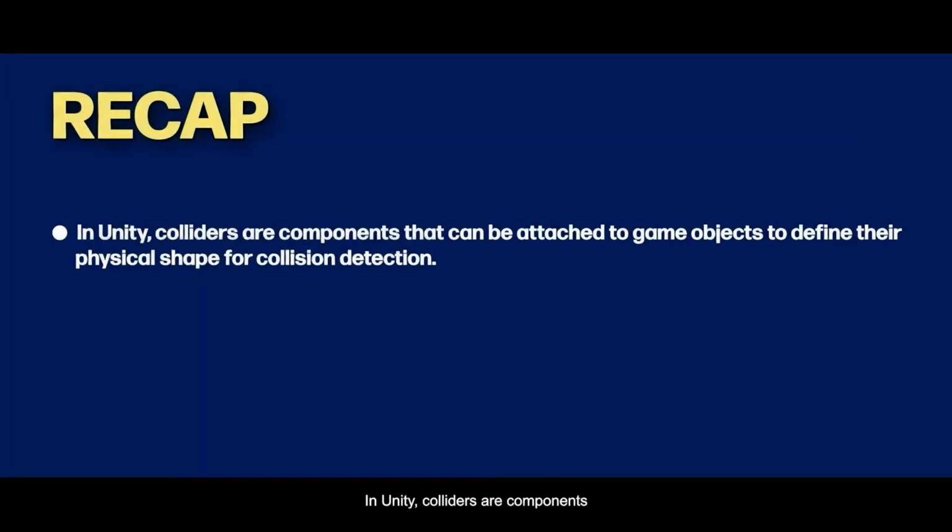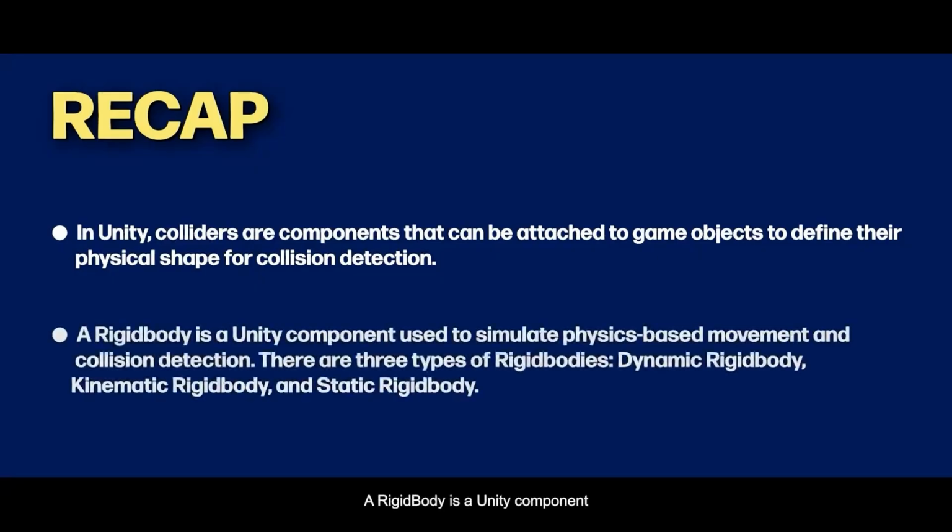In Unity, colliders are components that can be attached to game objects to define their physical shape for collision detection. A rigid body is a Unity component used to simulate physics-based movement and collision detection. There are three types of rigid bodies: dynamic rigid body, kinematic rigid body, and static rigid body.